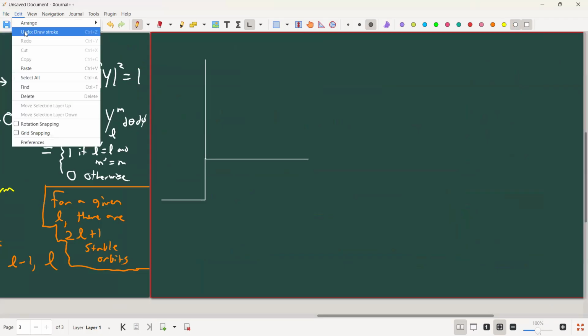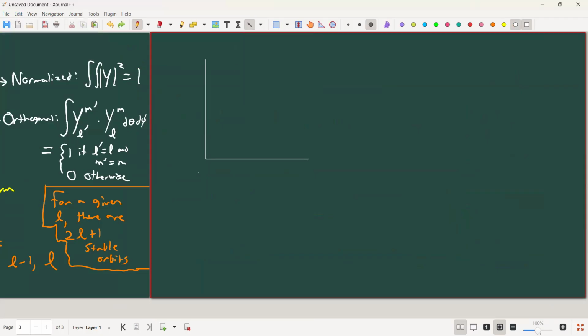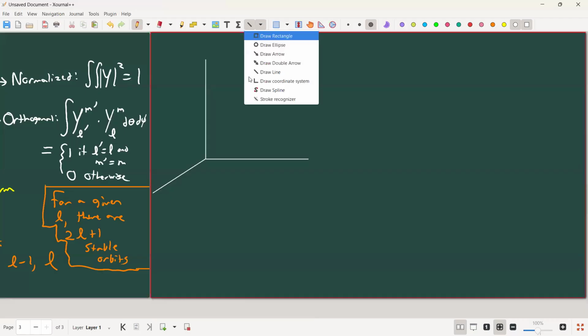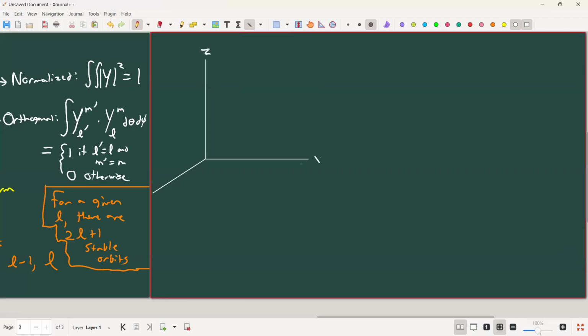There we go. All right, so there's my coordinate system: Z, X, and Y. Okay, so we have an electron. What we're going to do is embed an electron here at our origin, and then we have an angular momentum vector pointing in this direction. So L is pointing in some direction relative to the z-axis, the azimuth of the atom.